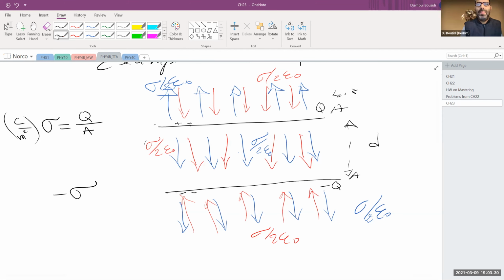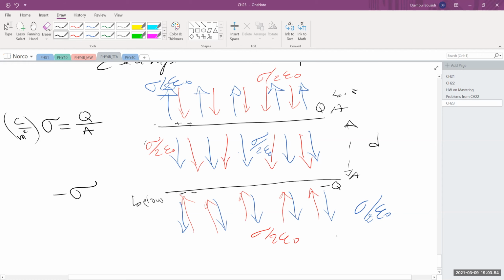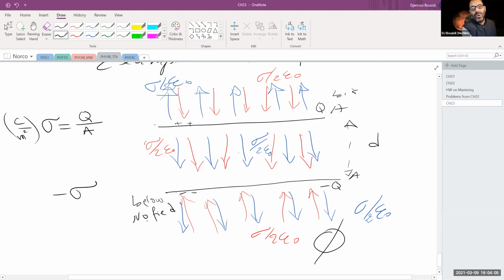Let me ask you a question, you guys. How much field do I have from both plates in this region below the negative plate? If the blue one is pointing away with sigma over 2 epsilon naught, and the red one is pulling upward with the same field, sigma over 2 epsilon naught, how much total field do I really have in this region? It would be 0, right? Exactly, big fat 0, no electric field outside, okay? No E field, that's what I meant, no electric field.